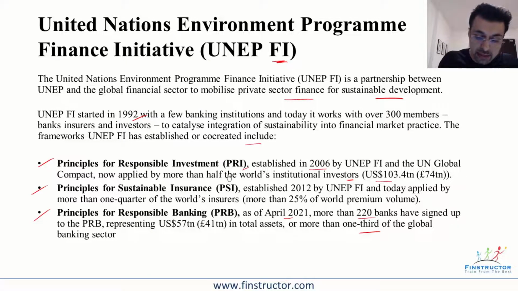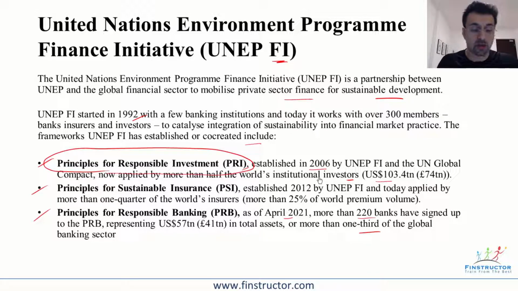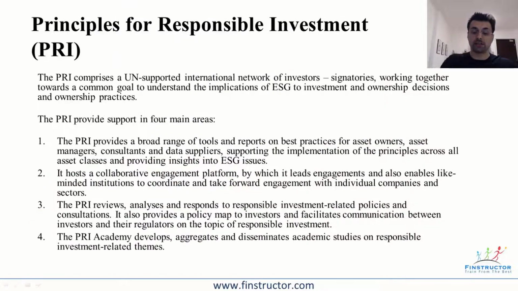So PRI is amongst the most popular or the most advanced initiatives of these three, launched the first in 2006. And we'll study more about the Principles for Responsible Investment. This comprises an international network of investors who are signatories to this agreement, who work together towards a common goal to understand the implications of ESG in investment decision making and in investment or ownership practices.